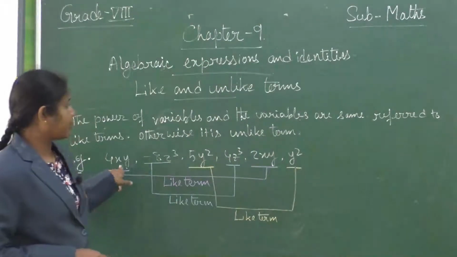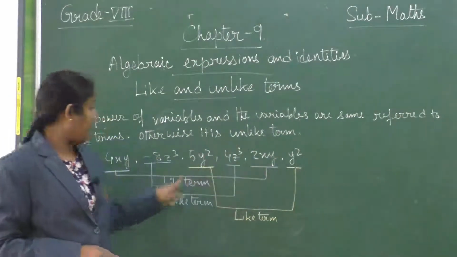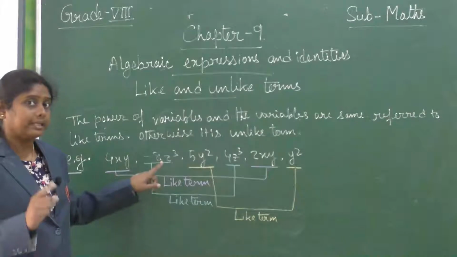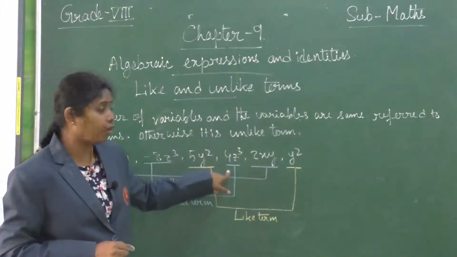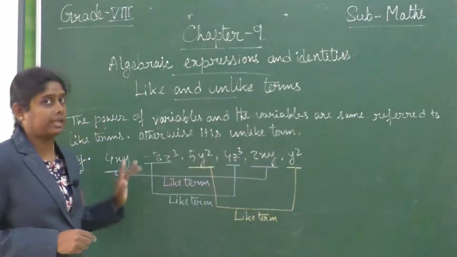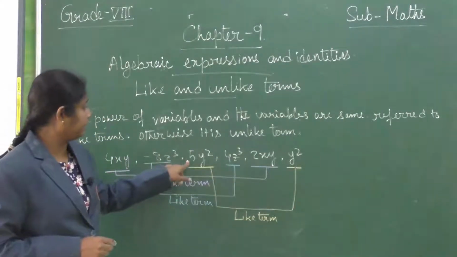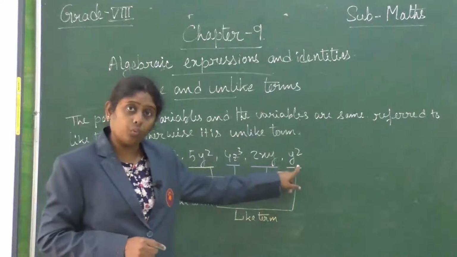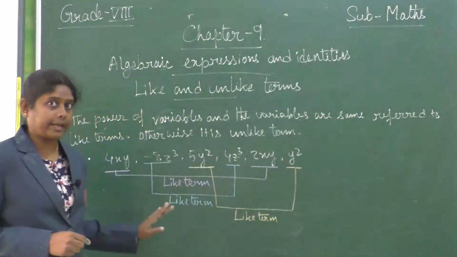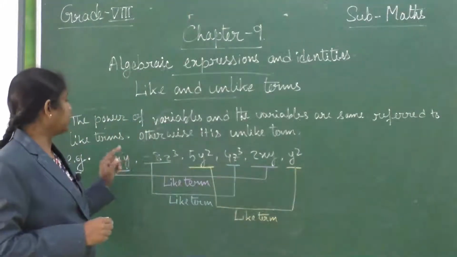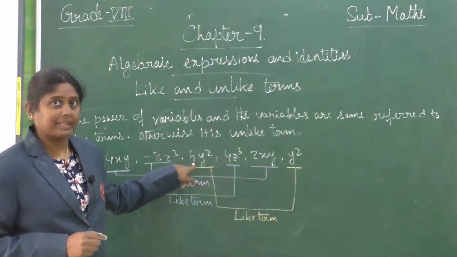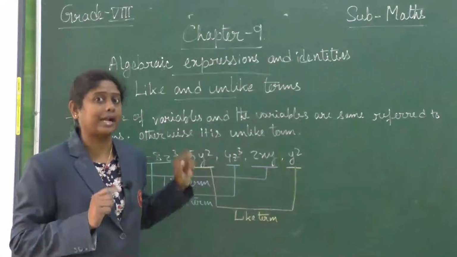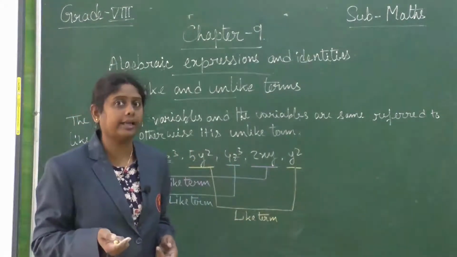Now 4xy and 2xy are like terms. Similarly, minus 8z cube and 4z cube are also like terms. Again 5y square and y square are also like terms. But if we consider 4xy and 5y square, they are not like terms. That means they are unlike terms.